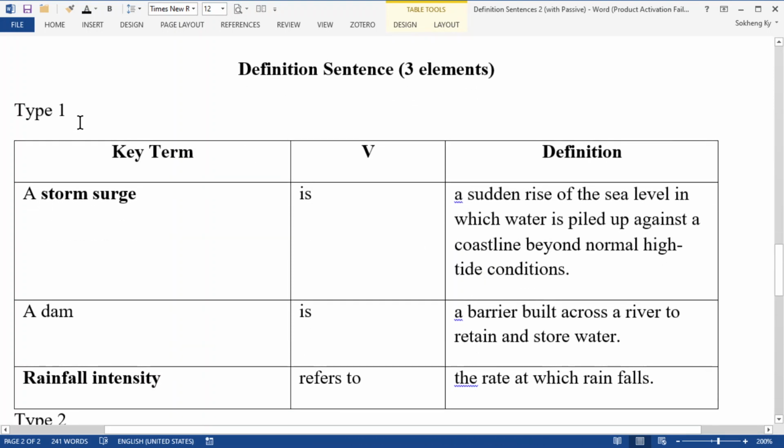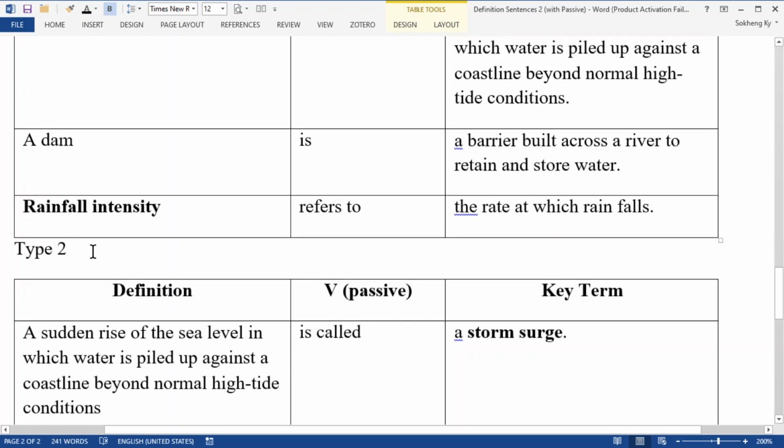I like to call this type 1, okay? Type 1 definition sentence. We have the key term at the beginning, the verb in the middle as usual, and the definition at the end. I will share page 2 with you, don't worry. Then we have type 2. So for now, I want you to remember type 1: the term is at the beginning, and type 2: the term is at the end.